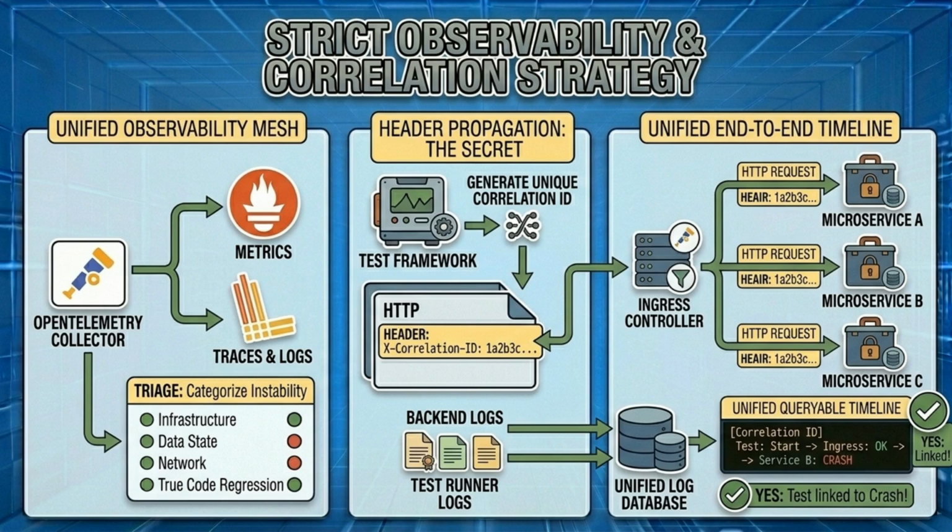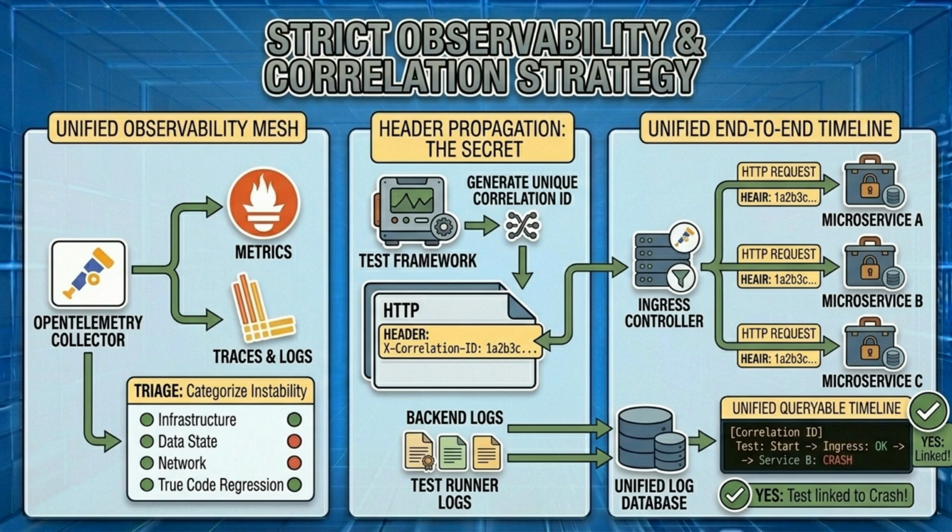You need to know instantly if a failure is an infrastructure issue, like an out-of-memory kill, a data state issue, a network timeout, or a true code regression. But here is the critical architectural secret. How do you link a backend microservice crash to the exact automated test that caused it? The answer is distributed tracing and header propagation.